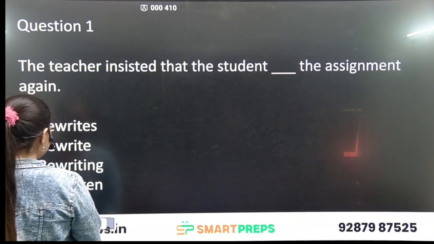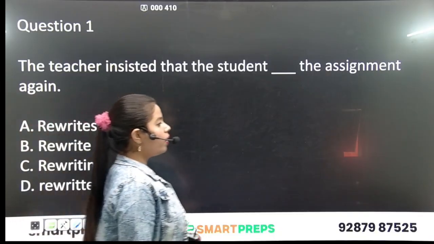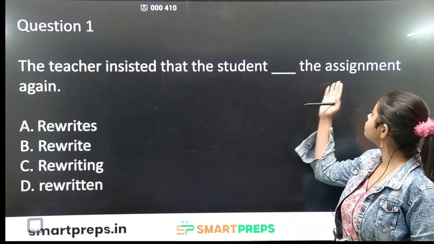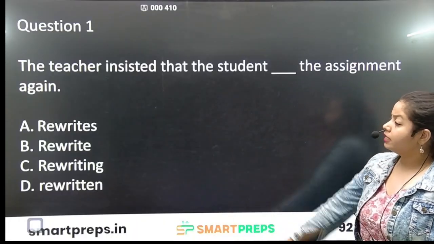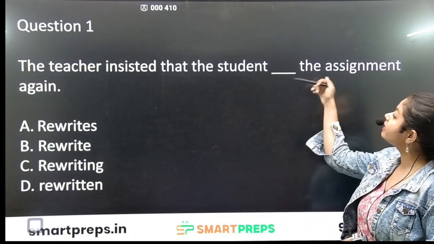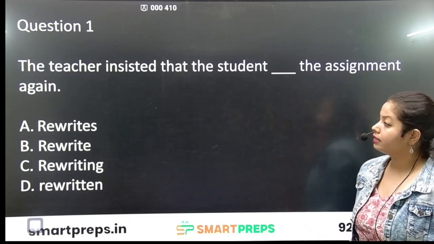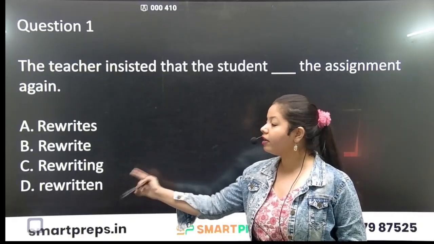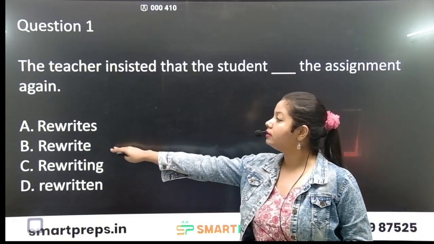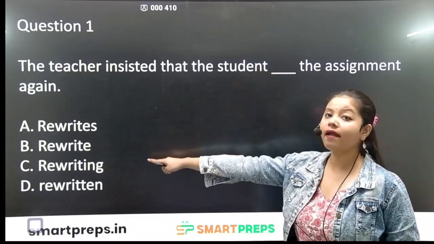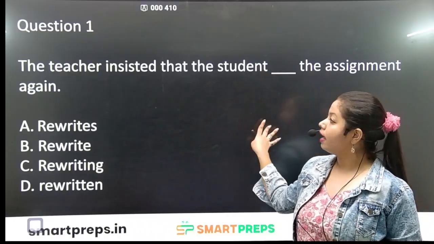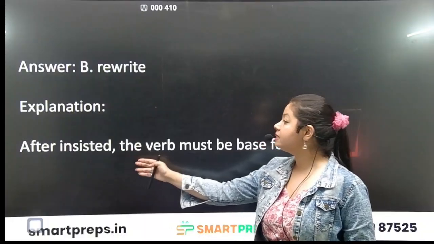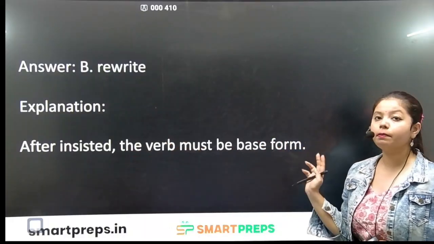Now let's understand some questions. The question is: the teacher insisted that the student dash the assignment again. Options: rewrites, rewriting, rewritten, rewrite. So the answer is what? That the student rewrite the assignment again will be the answer. The explanation is: after insisted, the verb must be in base form.